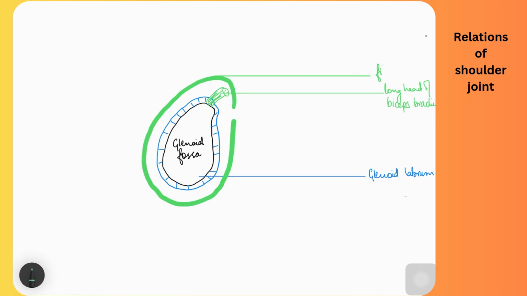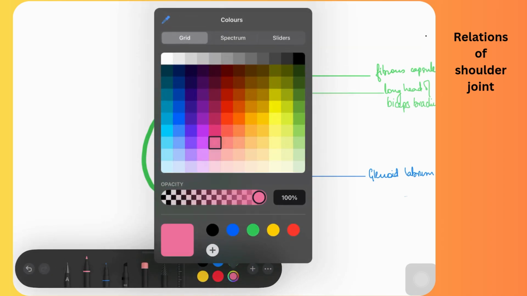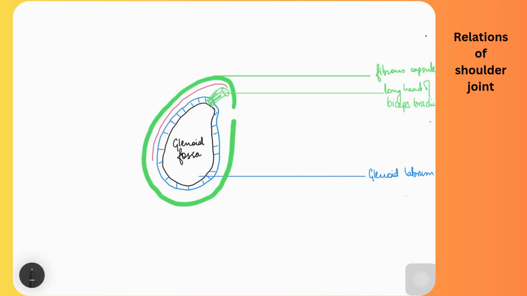So in green we are drawing the fibrous capsule, and anteriorly we have left it deficient. In pink now we draw the synovial membrane of the joint, and through the deficiency we draw the subscapular bursa.